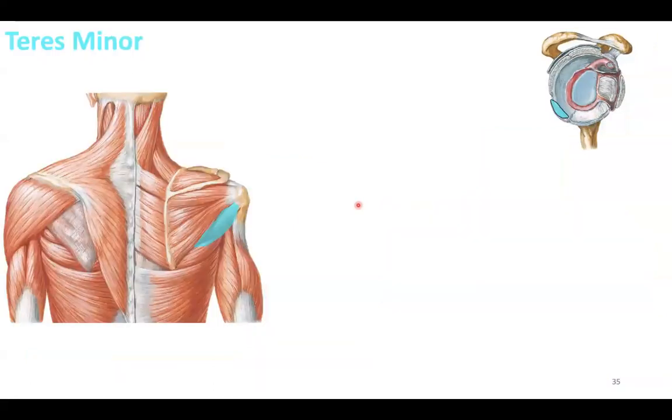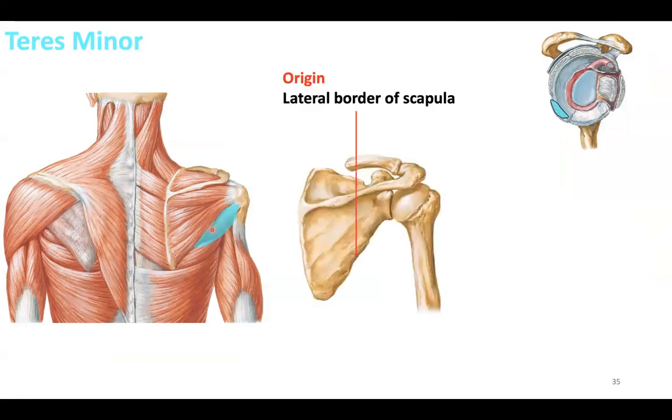The third muscle is the teres minor muscle. It's a small, rounded muscle, and it lies above the teres major muscle. It's continuous with the infraspinatus muscle, and commonly it blends and fuses with the infraspinatus muscle. It originates from the lateral border of the scapula, and it's also inserted into the greater tubercle of the humerus.